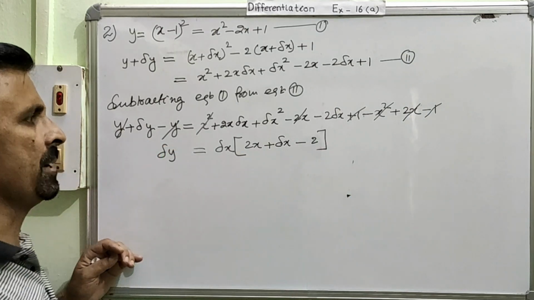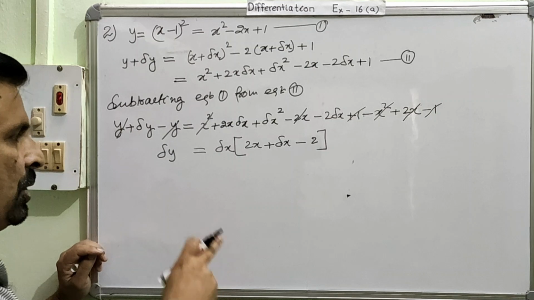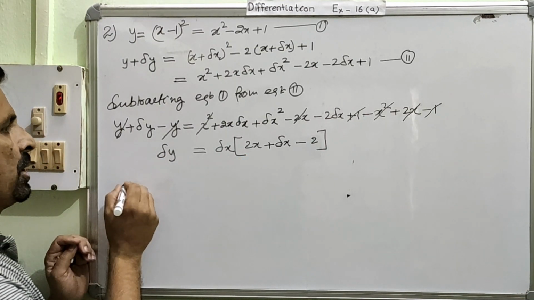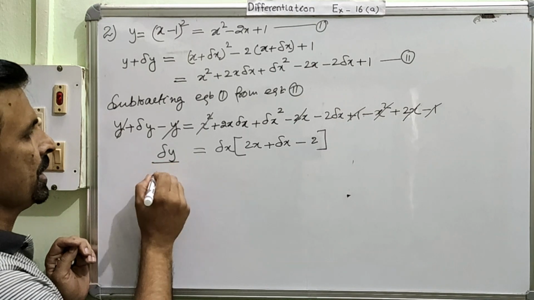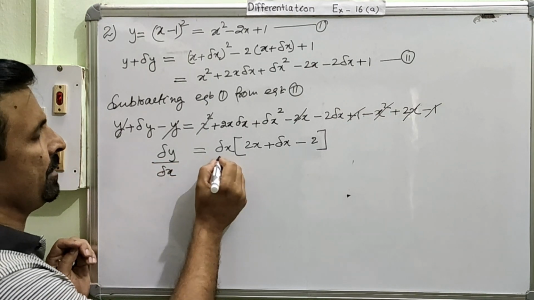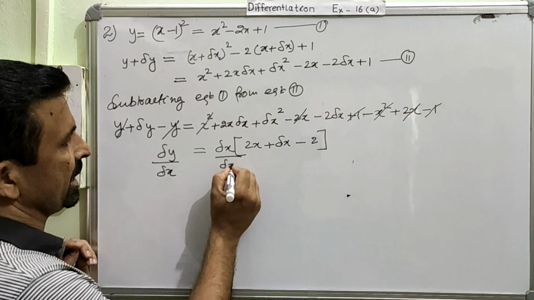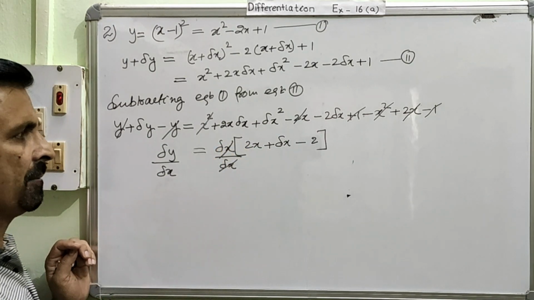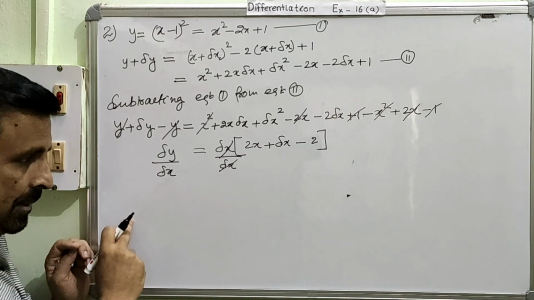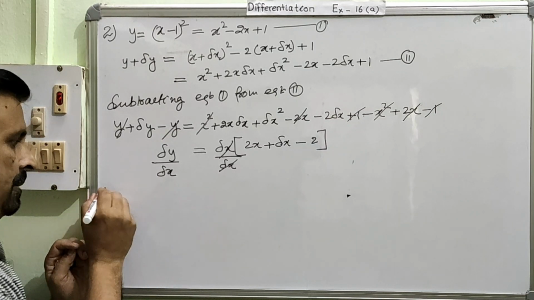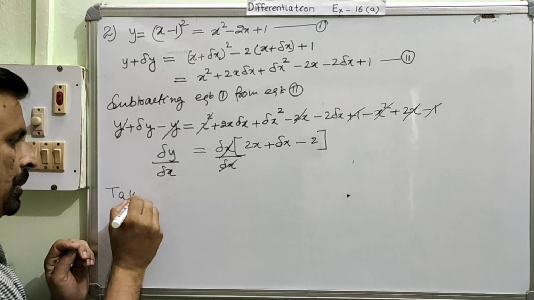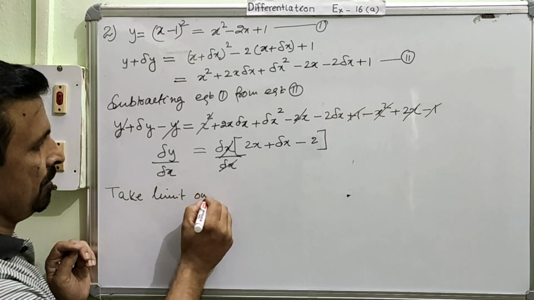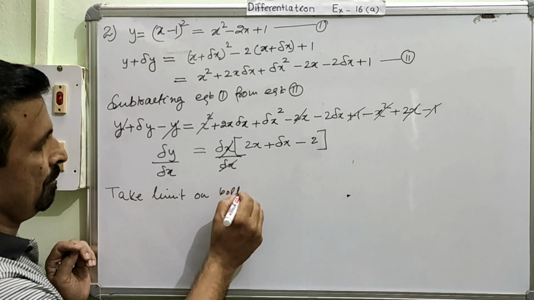This is your step number 3. Now in step number 4, you are dividing this by delta x on both sides. So here I divide by delta x and this also divided by delta x. Clear? What will happen? This delta x is cancelled. And after this, the final fifth step is taking the limit. So take the limit on both the sides.